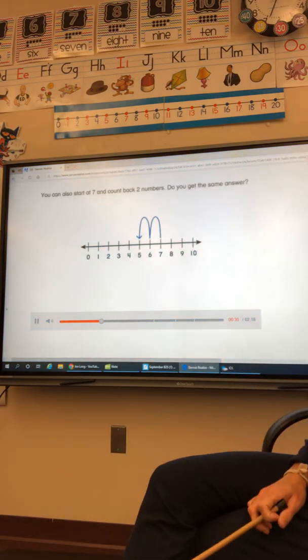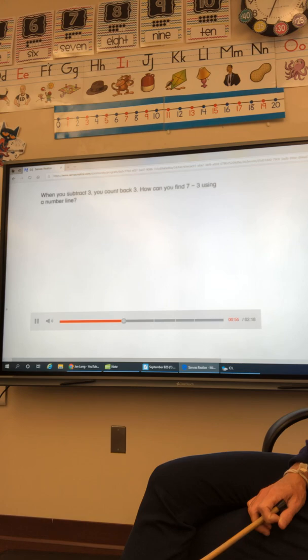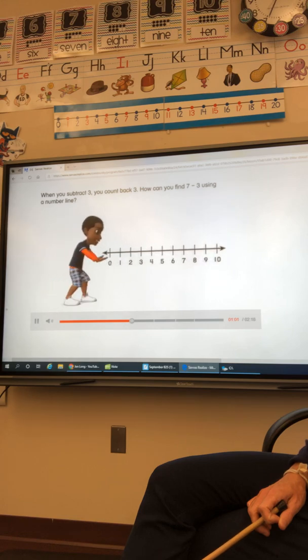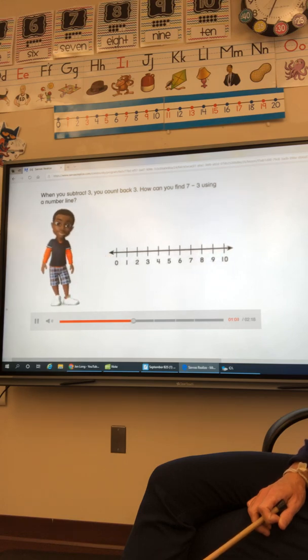You can also start at 7 and count back 2 numbers. Do you get the same answer? You get the same answer. You are finding 2 less than 7 either way. So 7 minus 2 equals 5. When you subtract 3, you count back 3. How can you find 7 minus 3 using a number line?